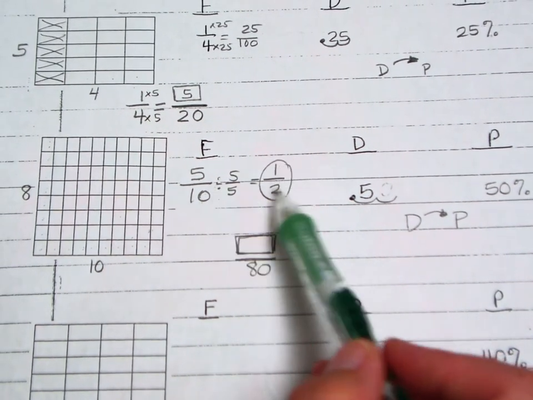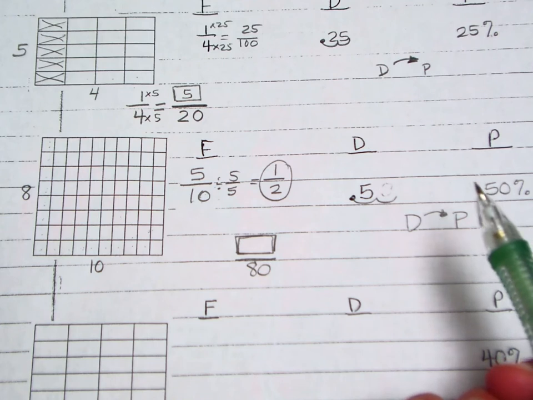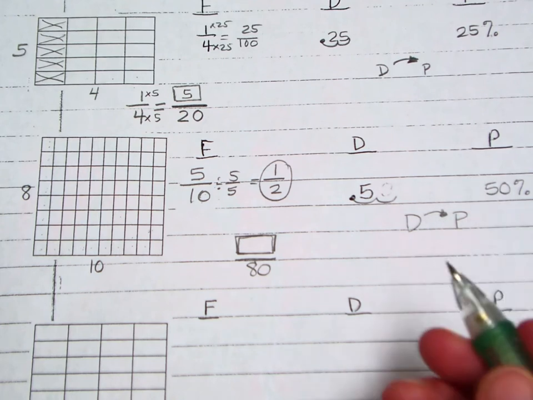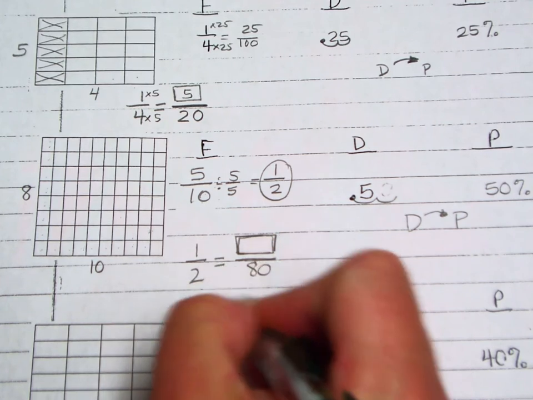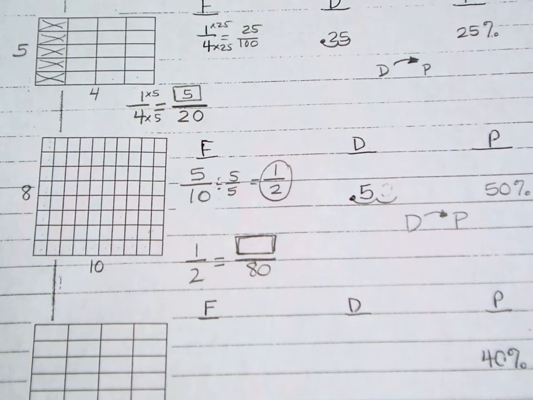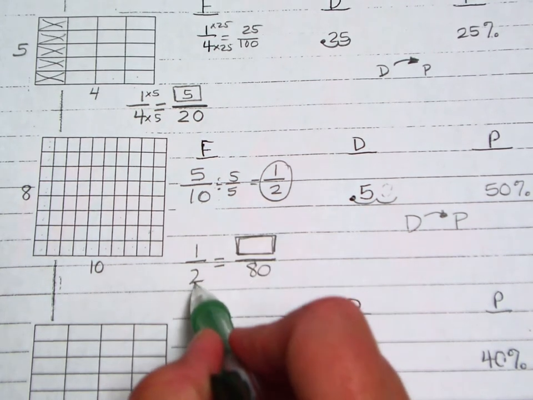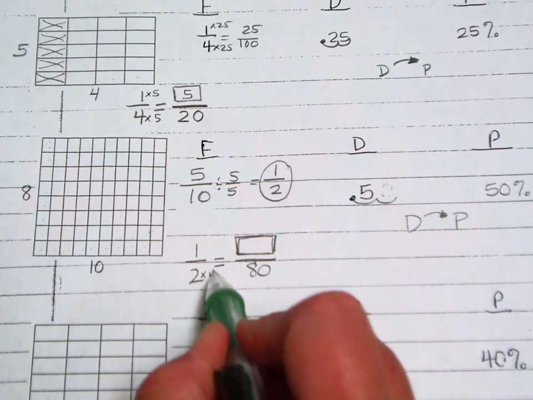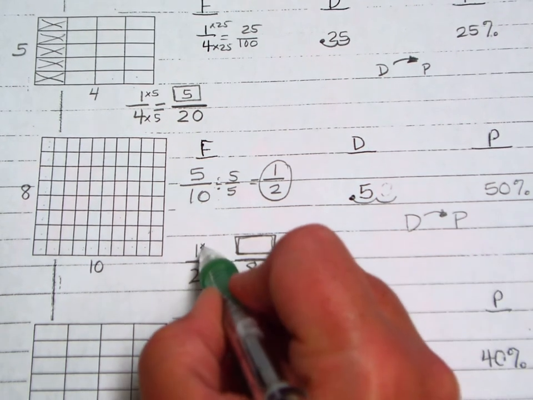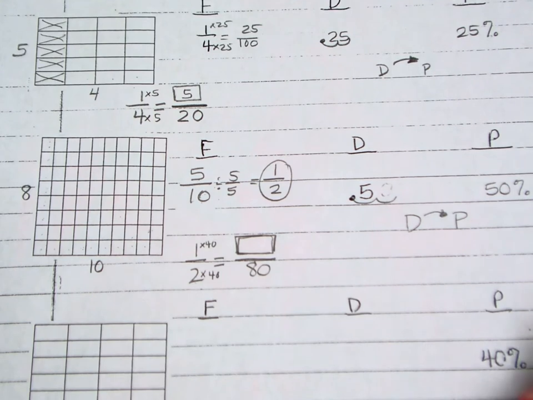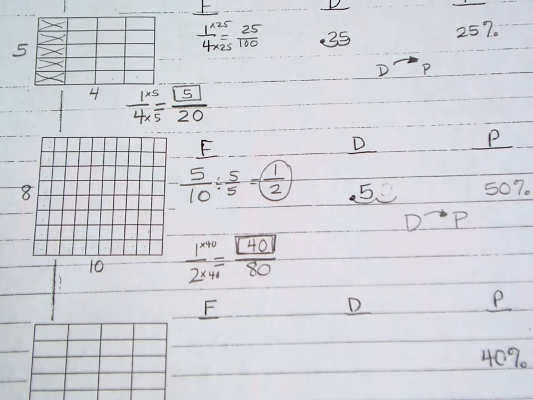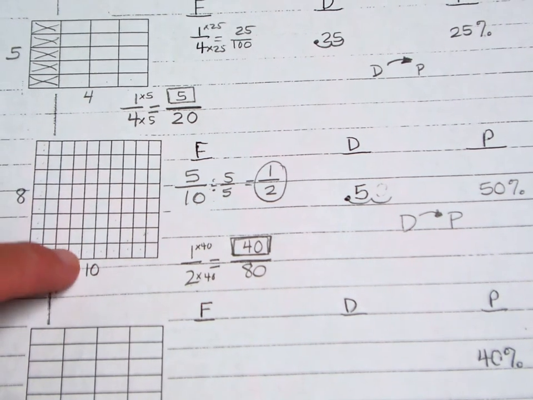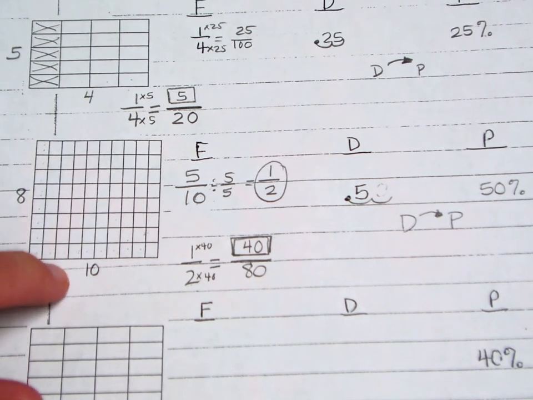So I take one of my fractions, whether it's 5/10 or it is 1/2, it doesn't matter. They are equivalent. And I make that equal something over 80. How do I get from 2 to 80? Times 40. What I do to the bottom, I must do to the top. 1 times 40 is 40. So how many of these squares in this box need to be shaded to represent a fraction of 1/2?